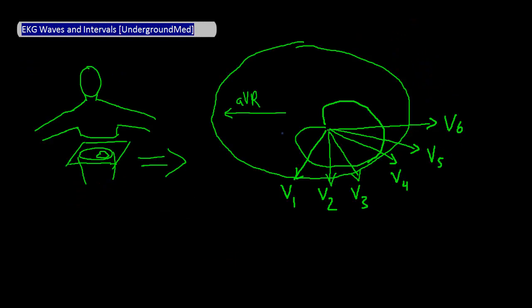Think back to our video on lead placement. AVR and V1 are placed right of midline, while the overall electrical depolarization of the heart moves toward the left. No other leads capture a vector that moves to the right. Thus, AVR and V1 have opposite directionality to their vectors.